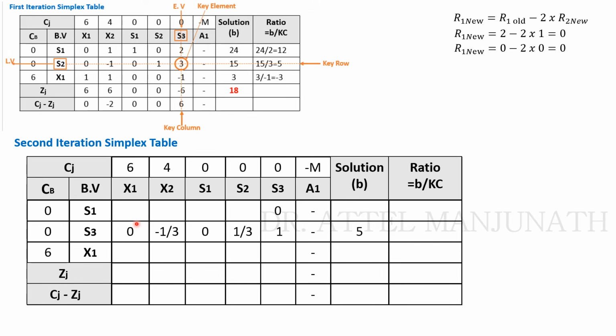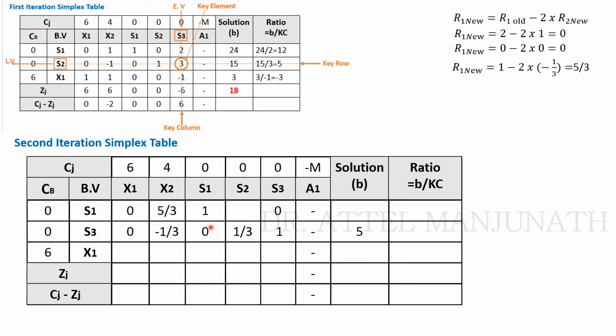So 0 into 2 it becomes 0, and 0 minus 0 becomes again 0 only. Now for the second value, the old value is 1 and the new value is minus 1 by 3. So 1 minus 2 into minus 1 by 3. If you do this one, you get 5 by 3. Write 5 by 3 in this cell here.